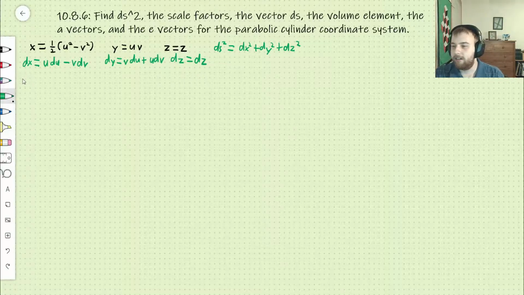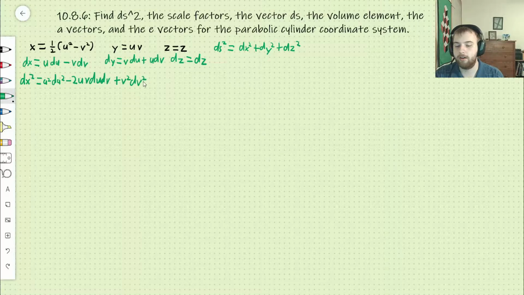Then we need to square these because they're squared in our ds formula. Squaring this entire thing means we need to FOIL it out. So we have u squared du squared, and then minus 2uv du dv, and then square the last term, plus v squared dv squared.